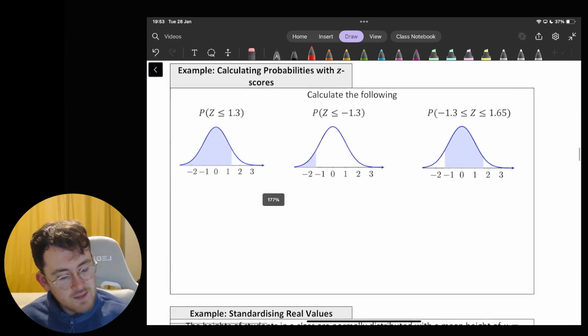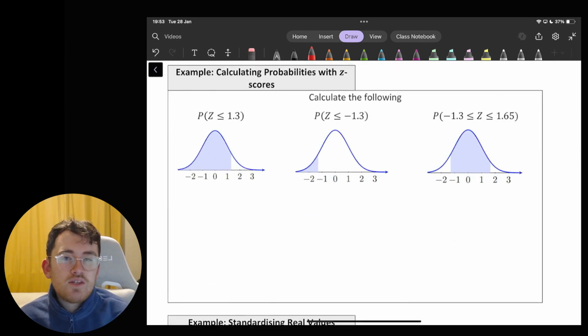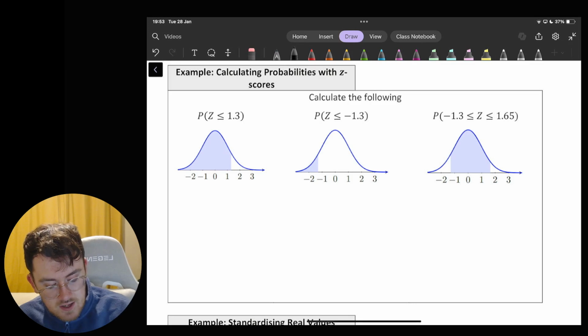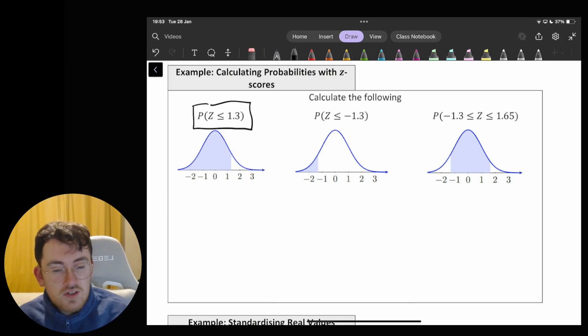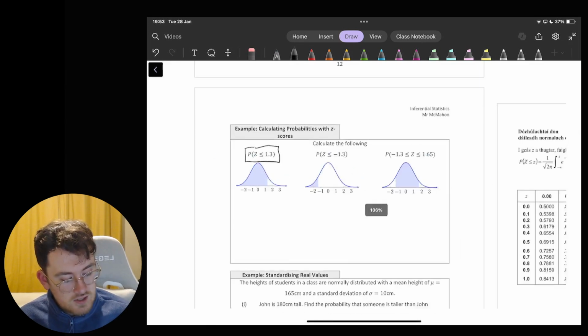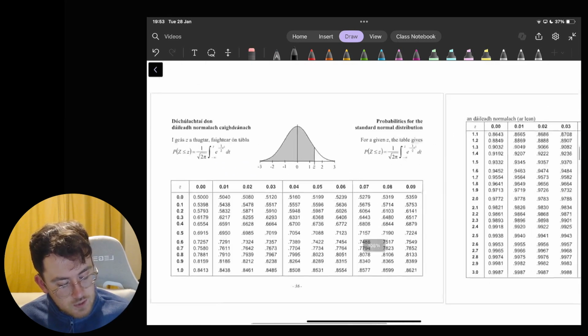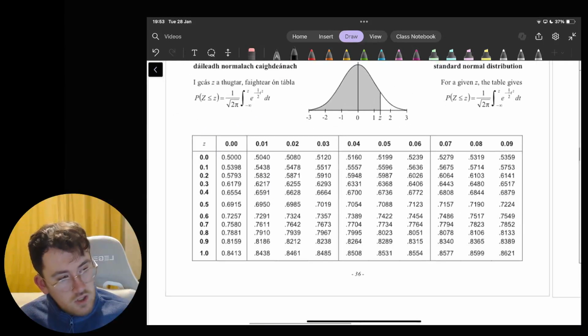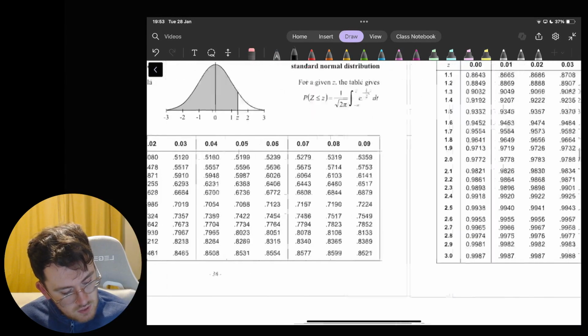So let's look at 3 examples here to get us going. We want to find the probability that z is less than or equal to 1.3. So the first example here is in the perfect format to be read directly from the tables. So we'll go to our formula and tables book here. We're looking for 1.3.